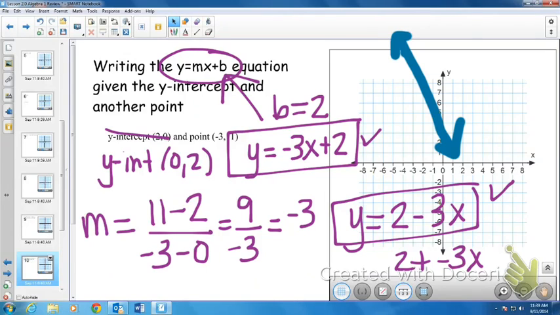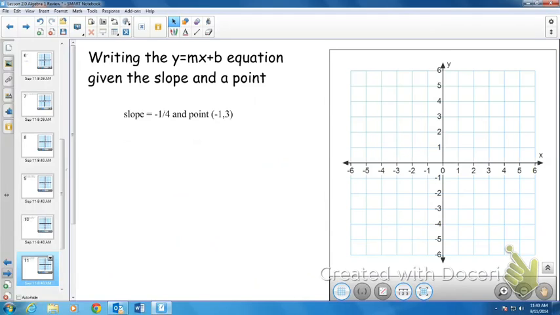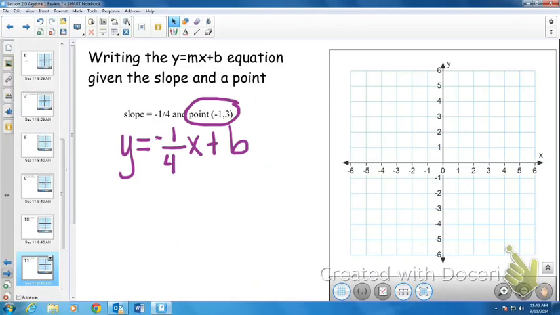Let's take a look now at an example that has fractions. Say the slope is negative 1/4 and the point is negative 1, 3. So let's take a look. We wanted to write the equation y equals mx plus b. So far I know y equals negative 1/4 x plus b. Ooh, the only problem now is I have a point that's not the y-intercept. And I need to know the y-intercept for the equation of this line. So this is probably the hardest question we've looked at. How in the world would I do this?